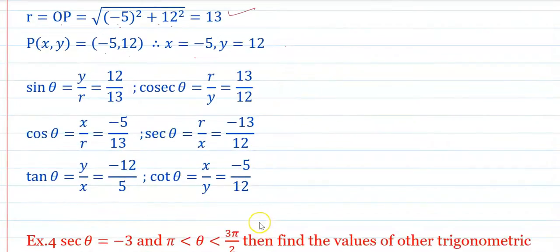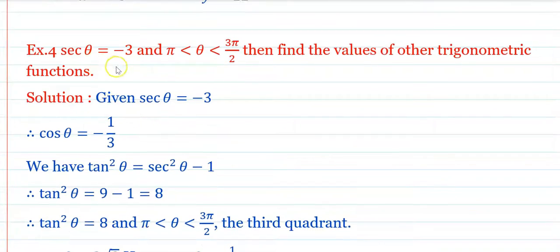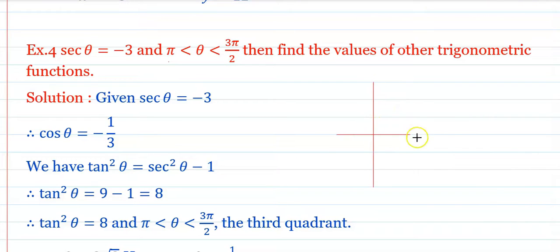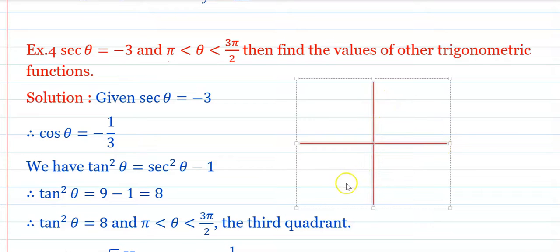Normal question. Next, sec theta is equal to minus 3 and theta lies between pi and 3 pi by 2. It means it is in the third quadrant. Okay, see this here. It lies in the third quadrant. In third quadrant, only tan is positive and all remaining ratios are negative. We are given sec, sec theta is minus 3. That's a reciprocal. Cos theta is equal to minus 1 by 3.